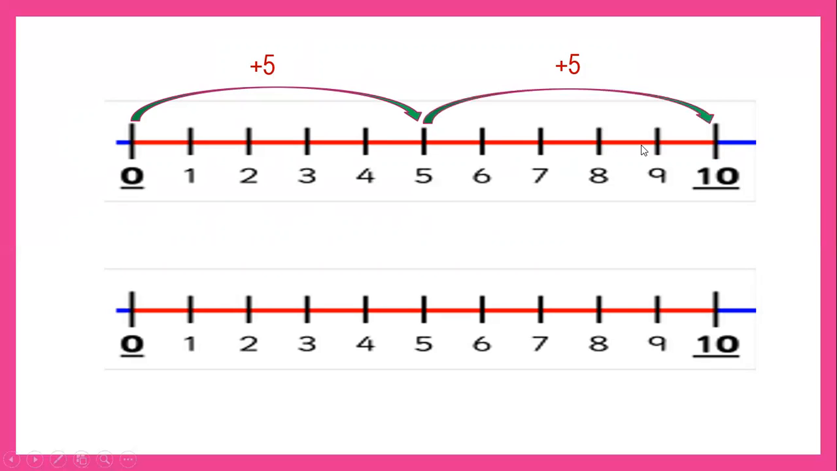5. Okay, so 5 plus 5 is equal to 10, plus 5, 15, plus 5, 20. So that is how to count by 5. So 5 plus 5, 10; 10 plus 5, 15; 15 plus 5, 20; 20 plus 5, 25; 25 plus 5, 30, and so on and so forth.